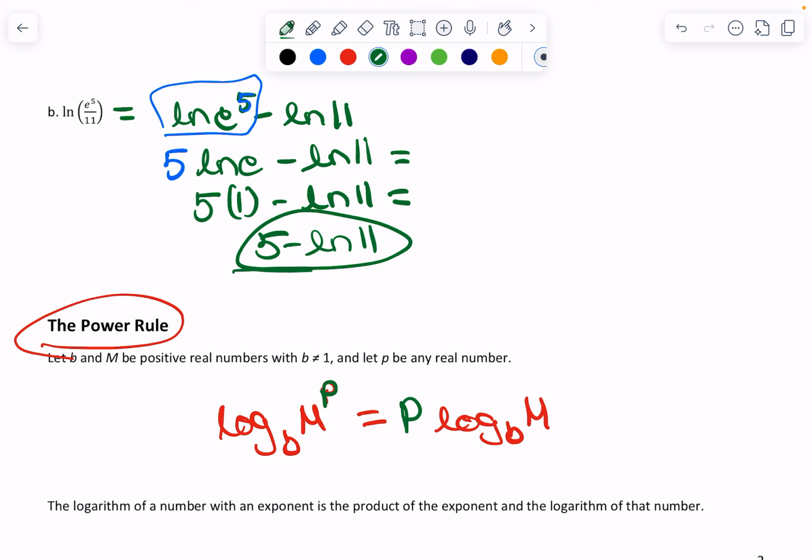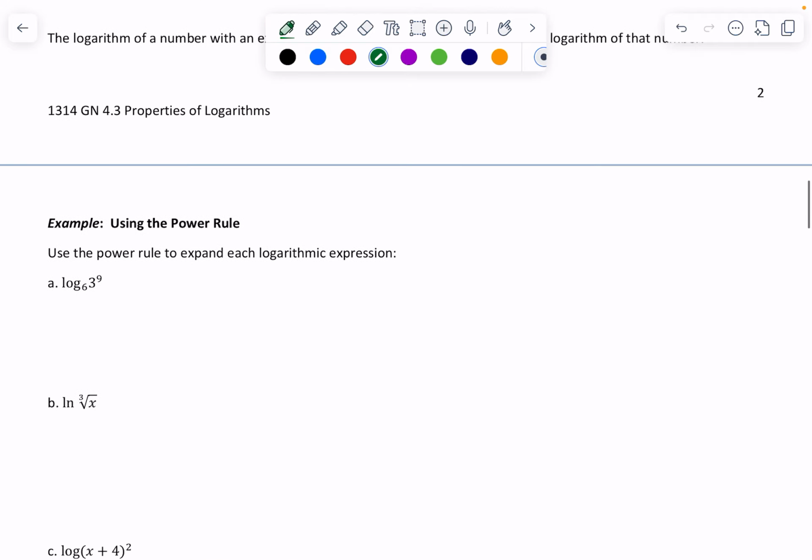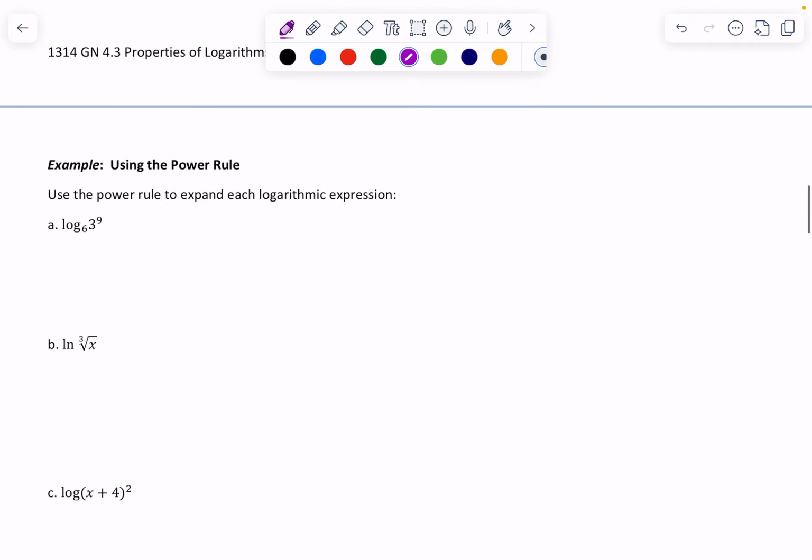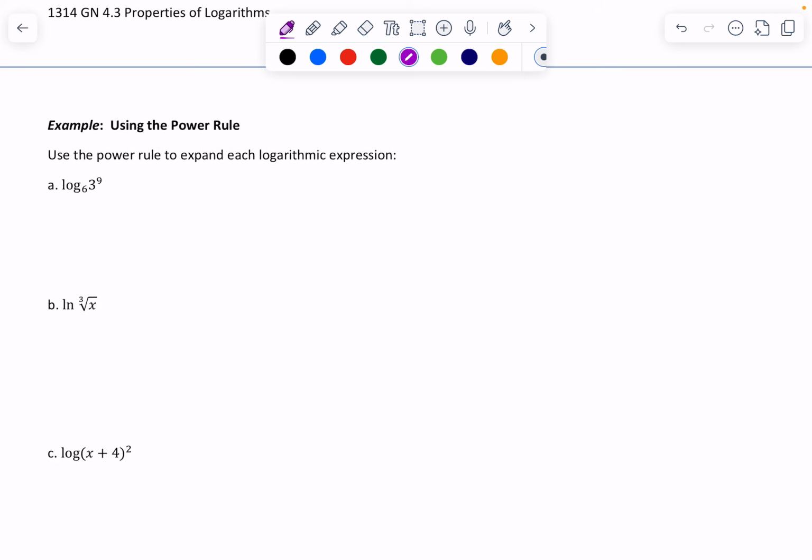Okay, so we've got a couple more examples with using the power rule. So log with base 6 of 3 to the power of 9. What we're going to do is we're going to go ahead and bring the 9 to the front and rewrite 9 times log with base 6 of 3. And this we can't simplify any farther because there is not a whole number where 6 to the power of something would be a 3.